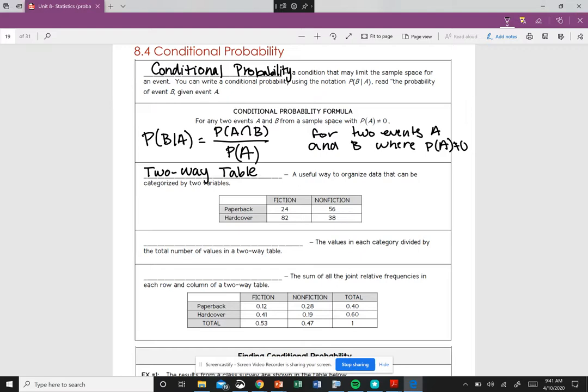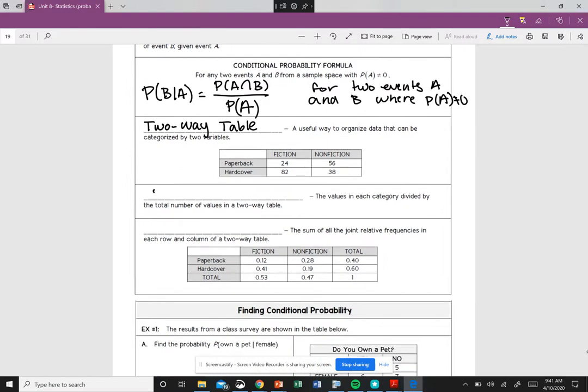Okay? The joint relative frequencies is the value in each category divided by the total number of values in the two-way table. So like it's the percentages. So this is the joint relative frequencies. So this is like the percentages.